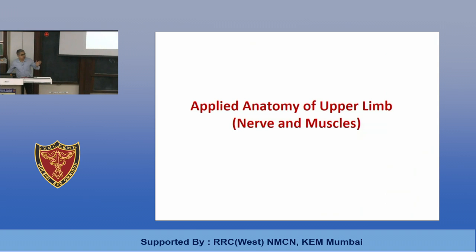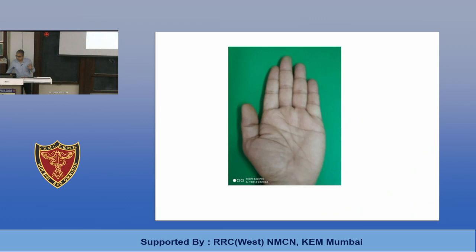First we talk about applied anatomy of muscle and nerve. Before that, they presented the radial nerve, and in that presentation they talked about the functions. Now, there are the intrinsic muscles of the hand.